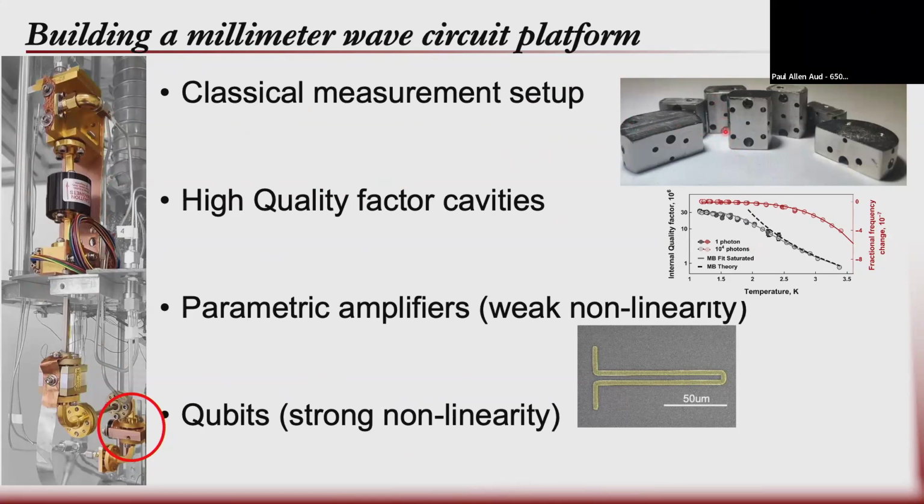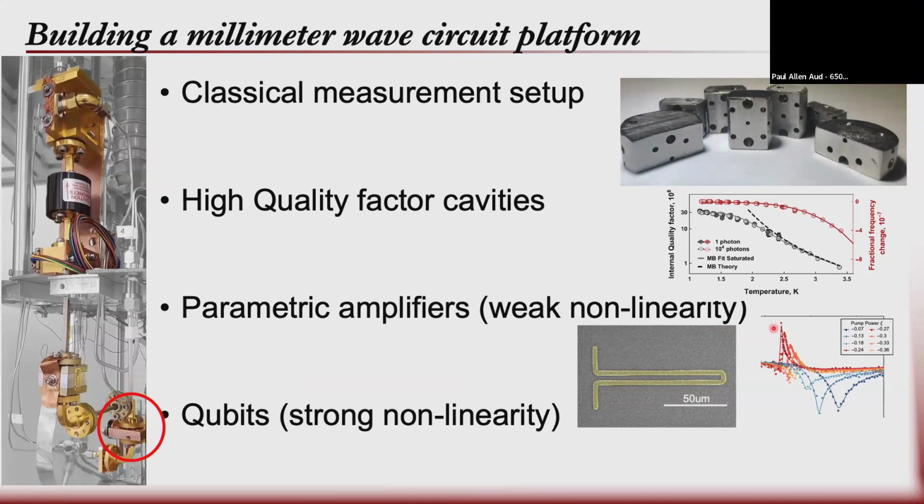So we made cavities, and we can make decent cavities. The 3D ones can be like 30 million, and the 2D ones are a few 100,000. And we can make parametric amplifiers that at least have gain. We haven't really qualified them to be good yet, but they should be fine.